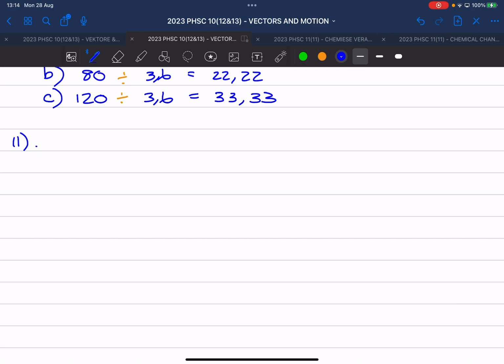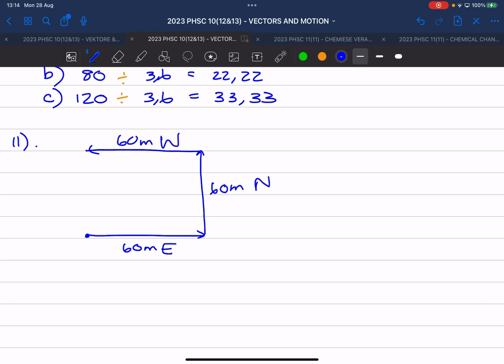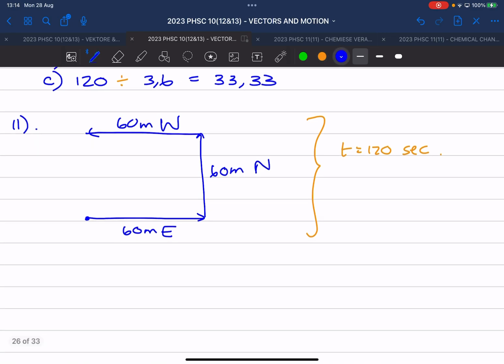Okay, it says there, a person walks 60 meters east and then 60 meters north and then 60 meters west. Okay, so I'm saying again, it says 60 meters east, 60 meters north, 60 meters west. And they say all of that takes 120 seconds. Moving quite fast. Okay, now the first question at 11a, they ask you to draw a sketch of his journey.